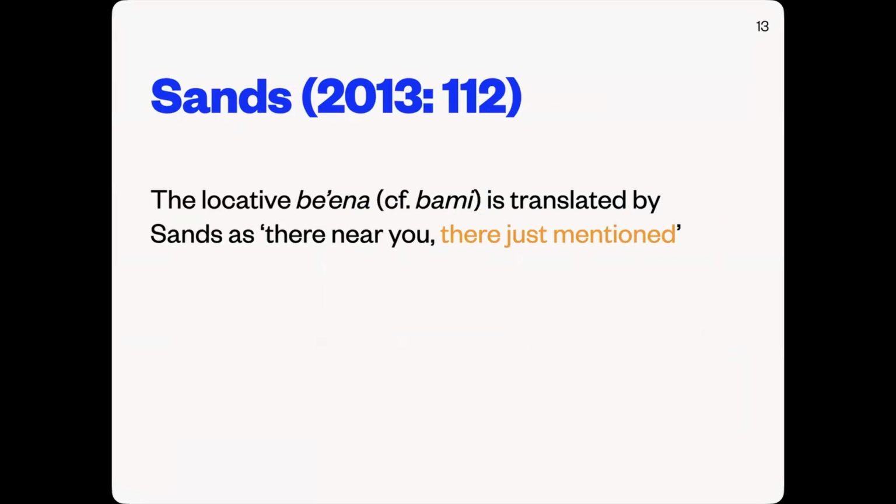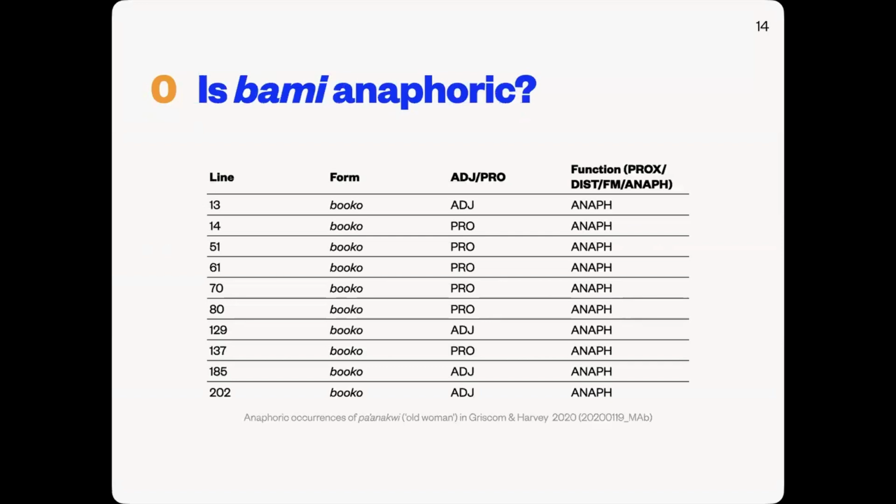Sands herself in 2013 translated the locative be'ena, which shares the same root as bami, as "there, near you, the one just mentioned." And this shows maybe an early intuition of its textual use. Actually, my corpus analysis massively confirmed this intuition.